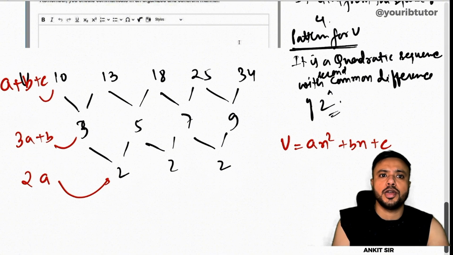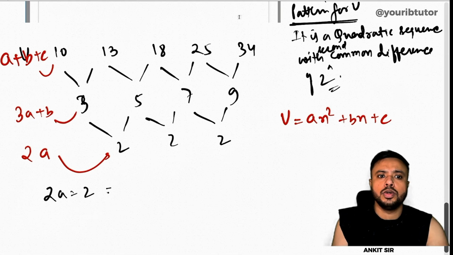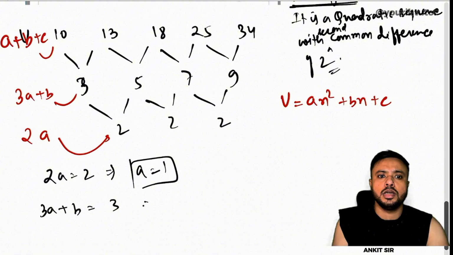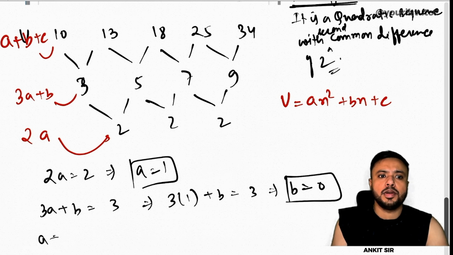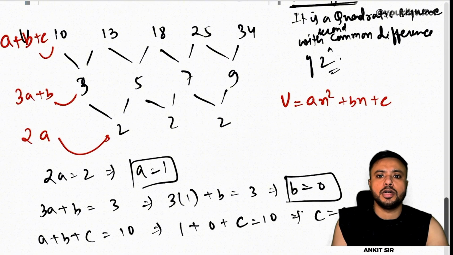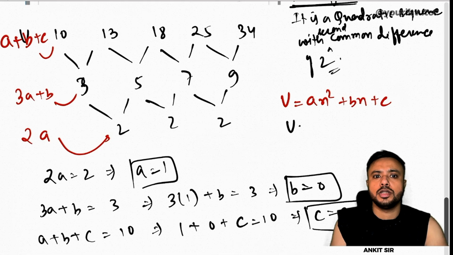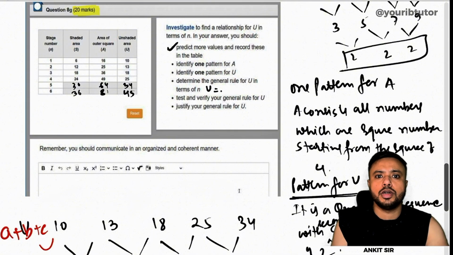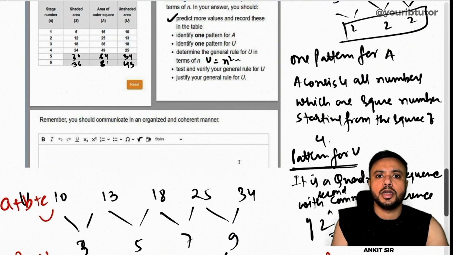So to figure out the values of a, b, c, we'll do 2a equal to 2. That means a equal to 1. Now 3a plus b equal to 3. That means 3 times 1 plus b equal to 3. That means b equal to 0. And a plus b plus c equal to 10, which means 1 plus 0 plus c equal to 10, which means c equal to 9. So my general rule is u equal to n square plus 9. So this is my general rule for u in terms of n. So I got it as u equal to n square plus 9.